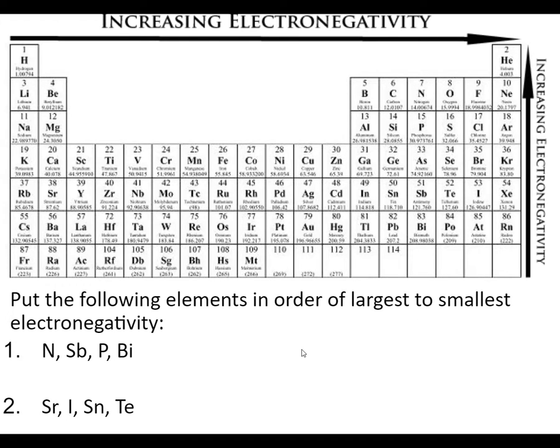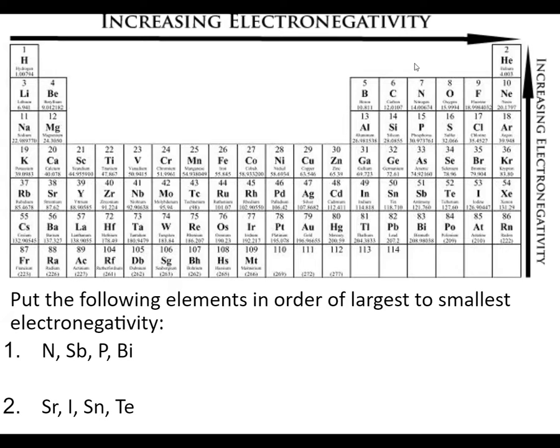So again, I'm going to give you guys some practice problems. I'm going to ask you guys to pause the video, use this chart, use your knowledge of the trends to help you order the elements from largest to smallest electronegativity. So our most electronegative elements are going to be in this top right-hand corner. Our least electronegative elements are going to be in this bottom left-hand corner, okay? So pause the video for just a second and see if you guys can put those in order from largest to smallest electronegativity. Our first elements are nitrogen, antimony, phosphorus, and bismuth.